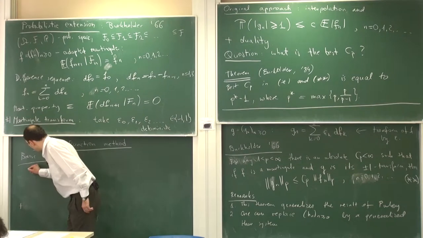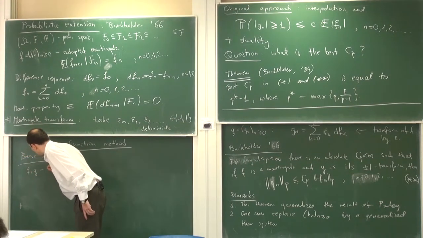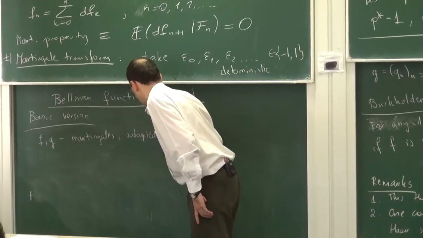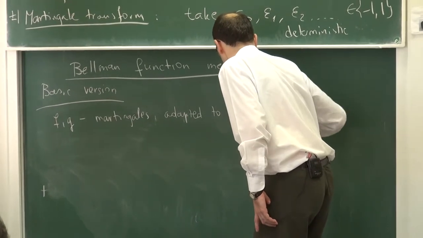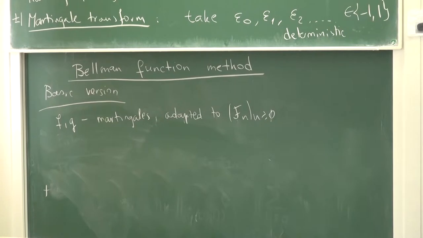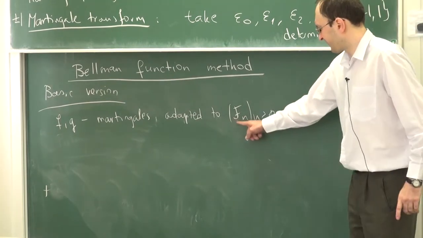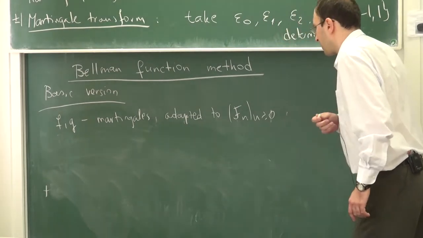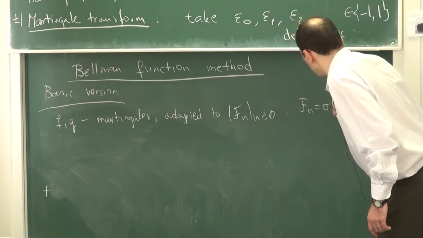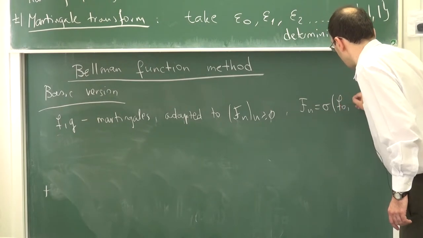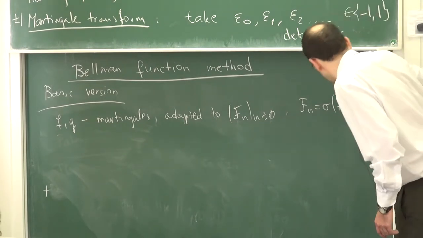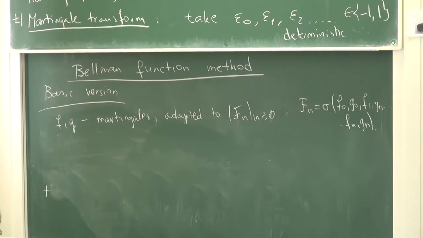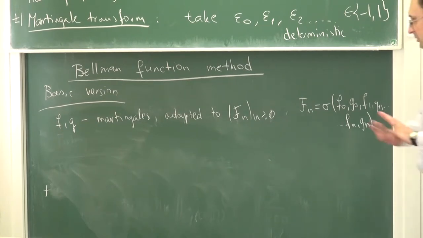So what do we assume? We assume that F, G are martingales adapted to the filtration Fn. It will be convenient to assume that this filtration is the natural filtration of these martingales. In other words, with no loss of generality, we may assume that Fn is the sigma field generated by F0, G0, F1, G1, and so on up to Fn, Gn. So far, we do not assume that G is a transform of F. Not yet. Just any two martingales.